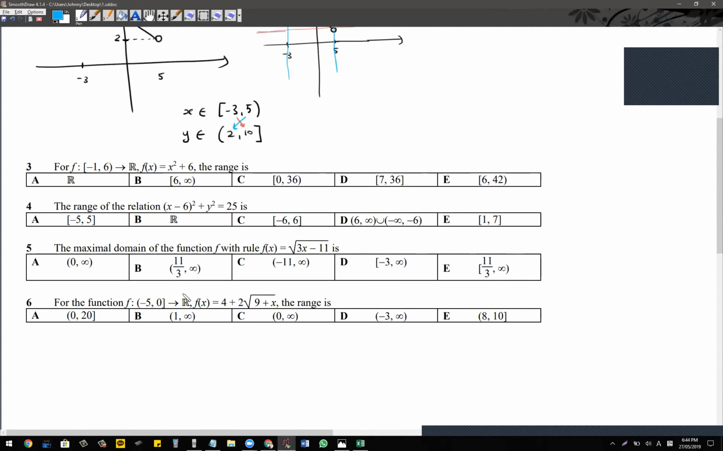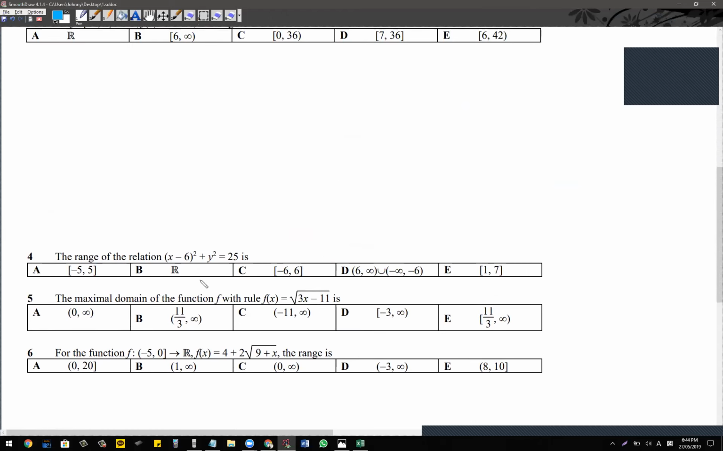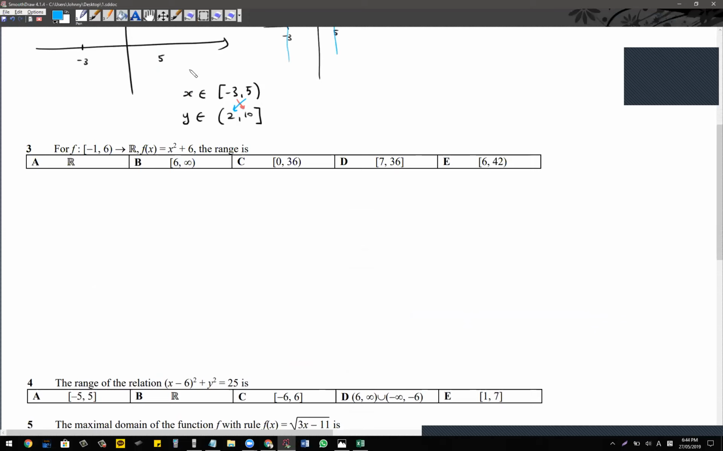Now, we're going to move on to the next question. Okay, so this one here is y equals x squared plus 6. So let me show you what it looks like. You know what y equals x squared looks like, right? So that's just a parabola like this.